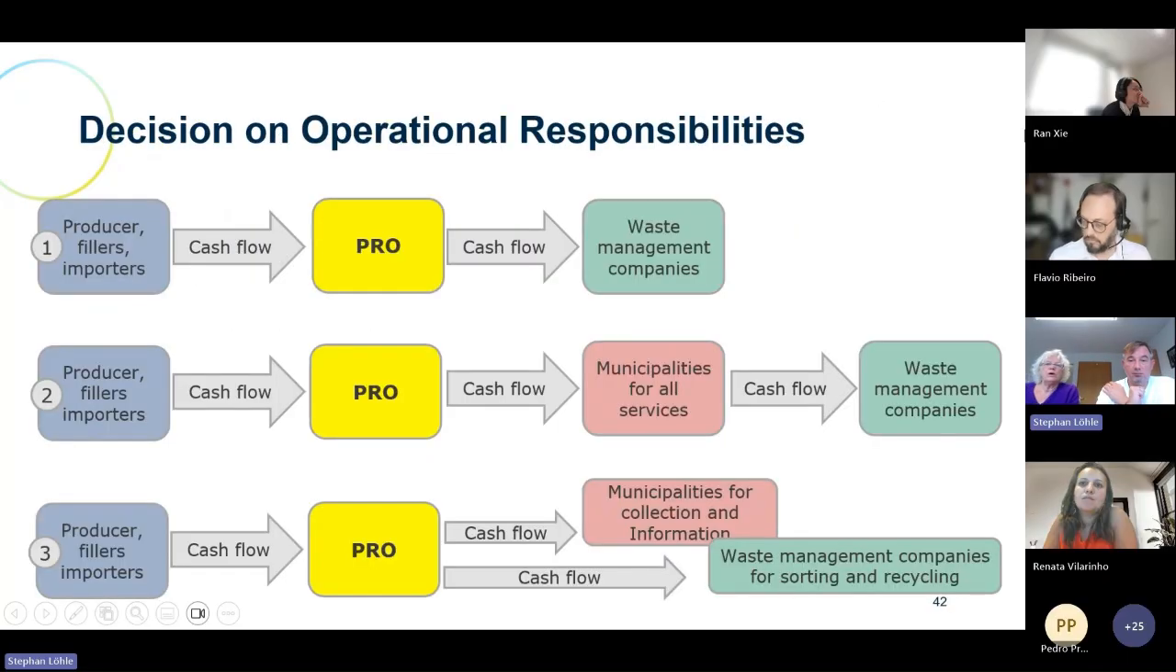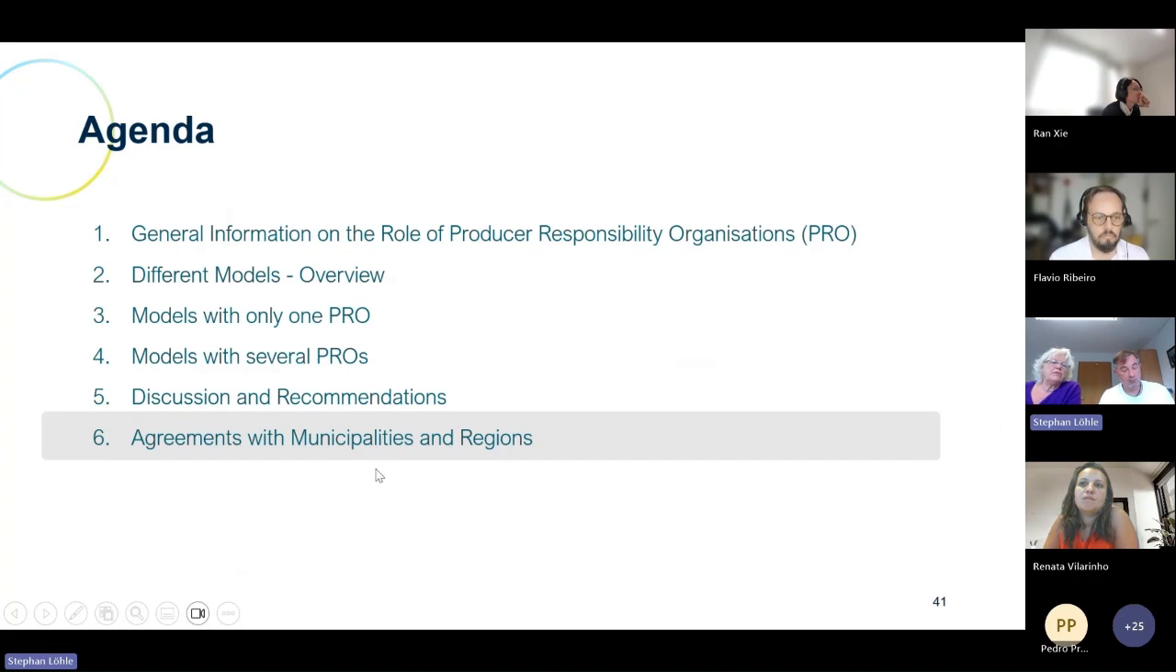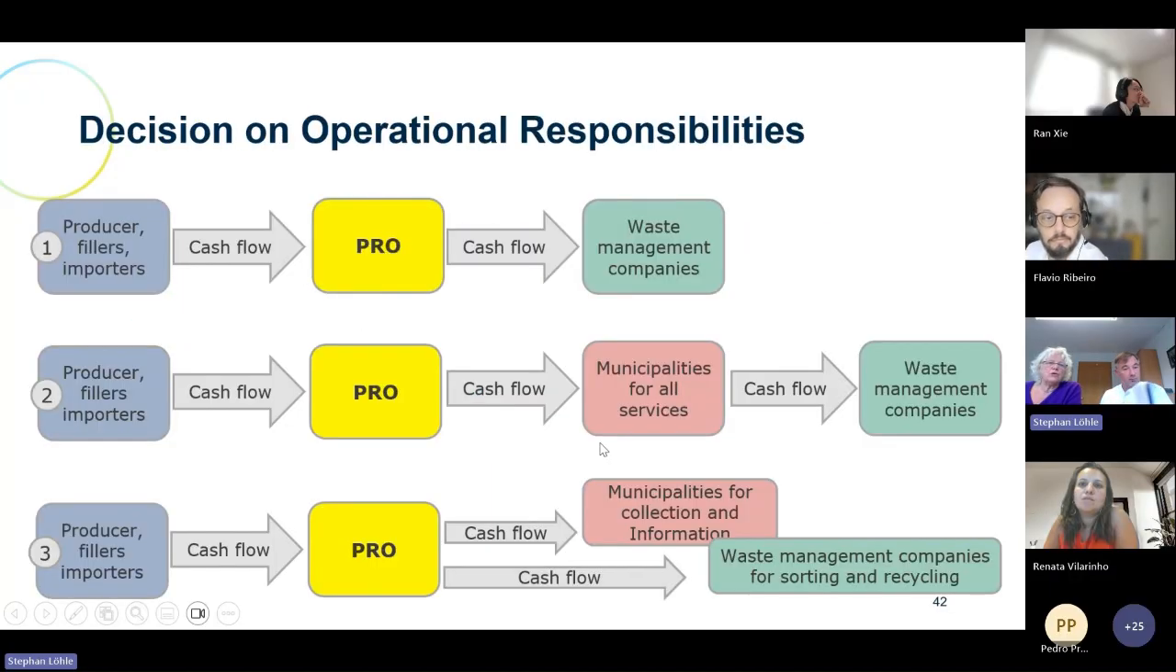And yes, I want to add some ideas about how to bind in the municipalities and the regions, because you asked last time for this, and I want to show you the three main models. The first model is that the PRO, or if there are more PROs, gives the cash flow directly and interacts directly with the waste management companies and the municipalities. If they are involved, they are only involved like a management company, like a private company. This is the model in Germany.